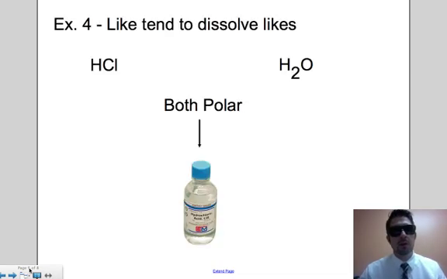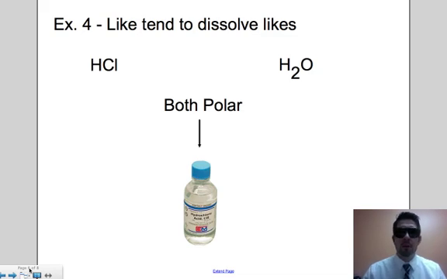Alright. Well, in the lab, we will be doing an experiment that revolves around this example. Example number 4. Likes tend to dissolve likes. If you've ever dissolved anything that is polar into something that is polar, you tend to find out that they dissolve quite easily. Hydrochloric acid is a polar molecule. H2O is a polar molecule. And if we dissolve HCl and H2O, we get a nice hydrochloric acid solution, a dissolved solution.